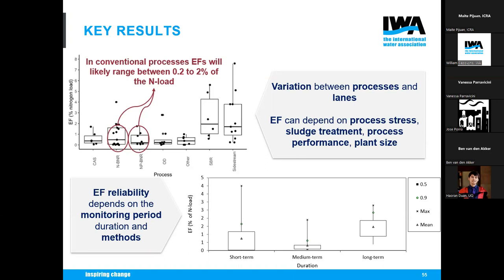On the other hand, wastewater treatment plants that apply other sludge treatment strategies, such as sludge drying, have a median emission factor equal to 0.11% of the nitrogen load. And what does this mean? It means that we should do better in the future, not only in the design of the monitoring strategies, but also in the data we collect and report to develop meaningful benchmarks for different processes.